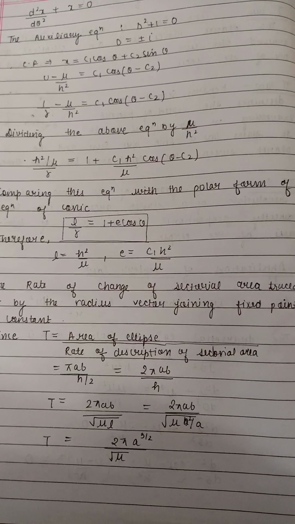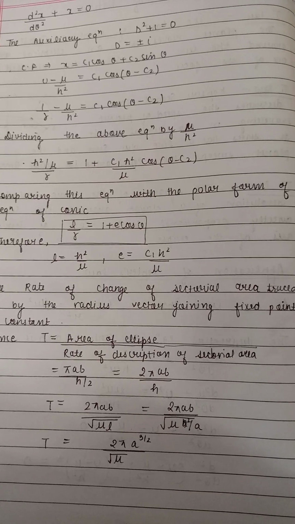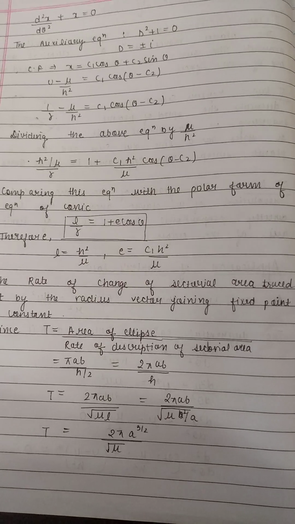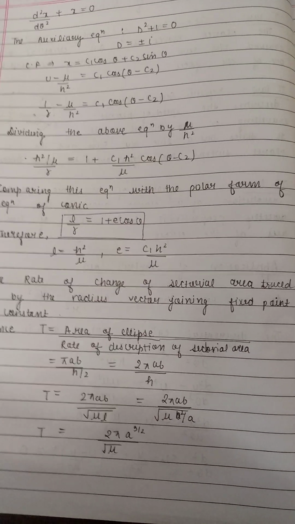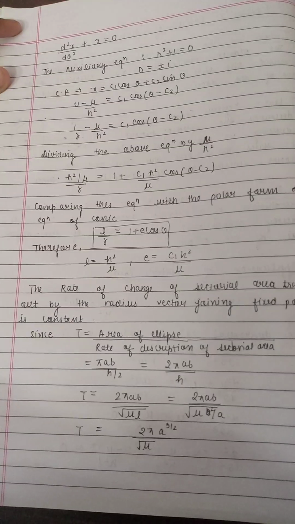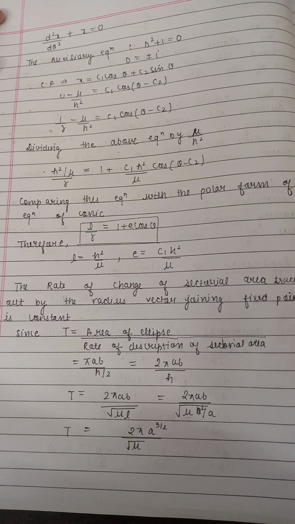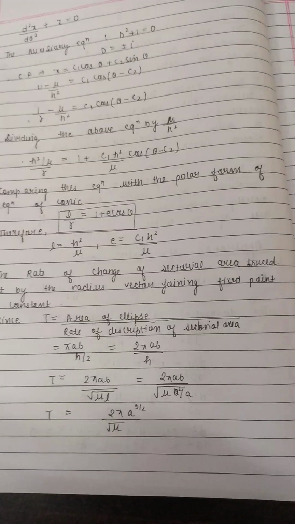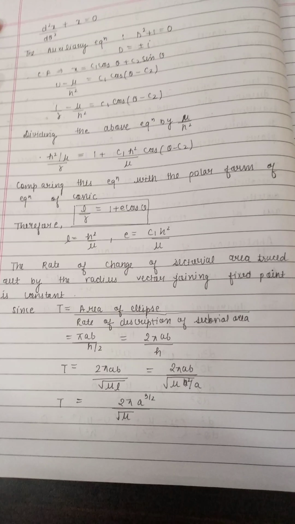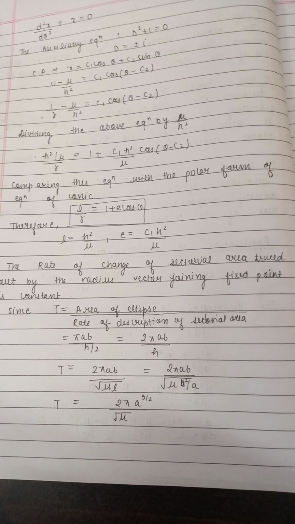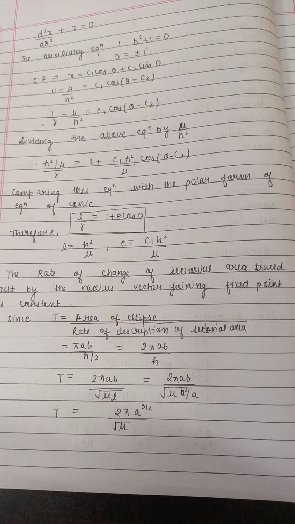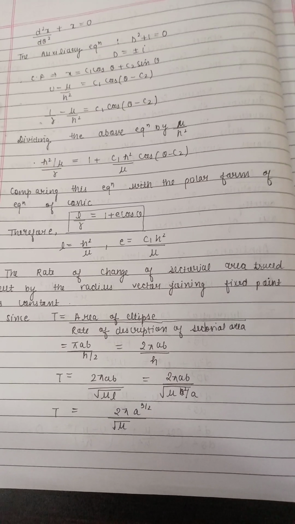Now putting the value of u, we get 1/r minus μ/h² is equal to c1 cos θ plus c2 sin θ. Dividing the above equation by μ/h², we get (h²/μ)/r is equal to 1 plus (c1h²/μ) cos θ. Comparing this equation with the polar form of the equation of conic, which is l/r is equal to 1 plus e cos θ, therefore l is equal to h²/μ and e is equal to c1h²/μ.